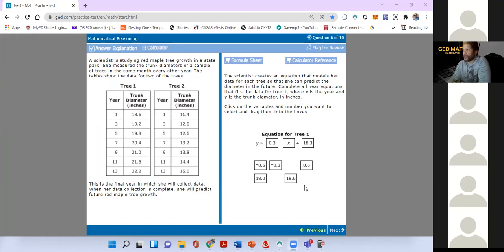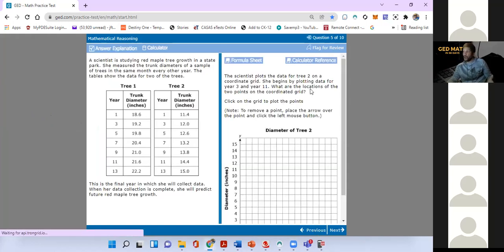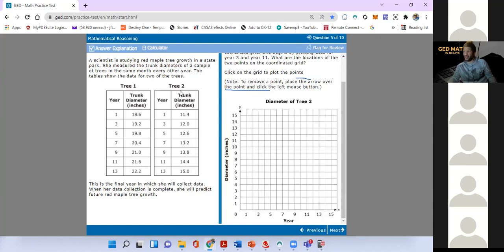This is where, on the previous question, they wanted to see if you knew it. So here, tree 2, year 3, and year 11. They want to see if you know how to graph. Looking at tree 2, year 3 is 3 and 12. So 3 and 12. That's the first point. My second point is year 11. Year 11 the trunk diameter is 14.4. 11 and 14.4, which is about right there. That's 2 guaranteed problems where you're going to do ordered pairs and the equation of a line, guaranteed on every single GED exam.